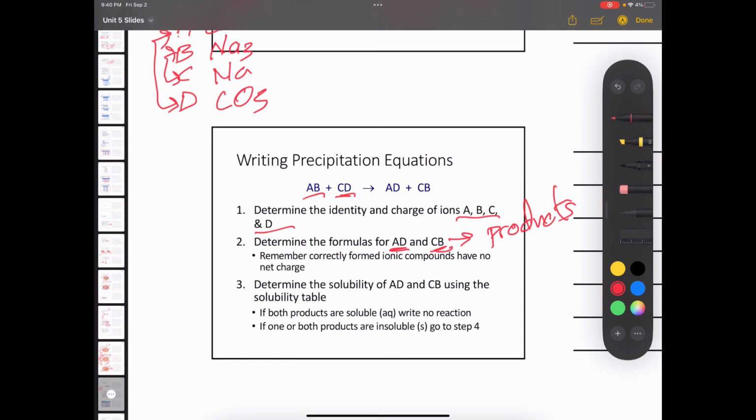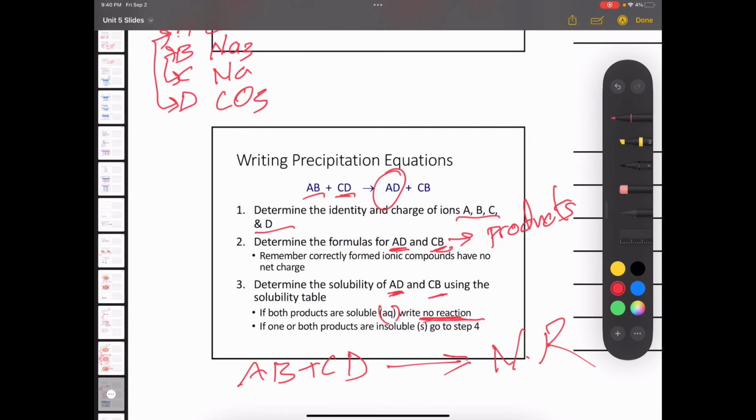Then you'll have to determine the solubility of your products, which are the AD and the CB. If both products are soluble, then you will give them the symbol AQ, which means it's an aqueous solution. Then you will describe this as no reaction. So let's say that you have AB plus CD. And then you realize your AD, for example, is an aqueous solution, or it's soluble in water. What you need to do is write no reaction and you stop right there. You don't need to worry about balancing the equation. You don't need to worry about doing the double displacement or writing down the products.